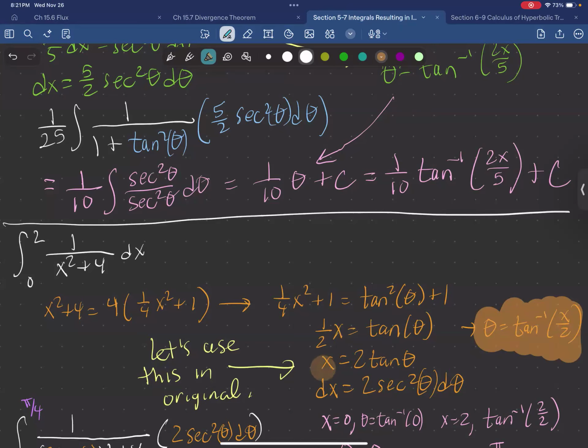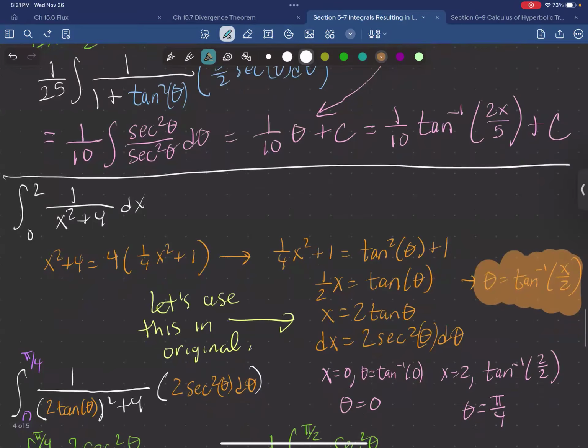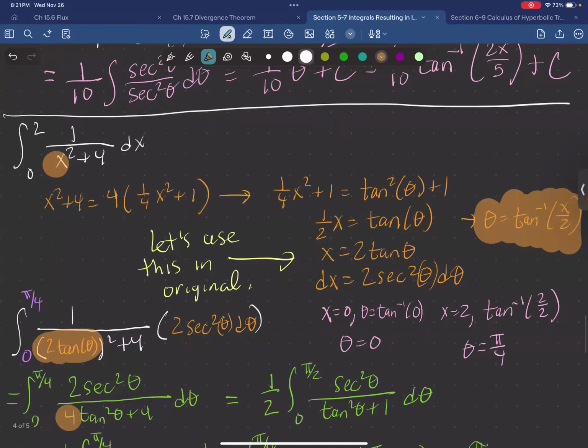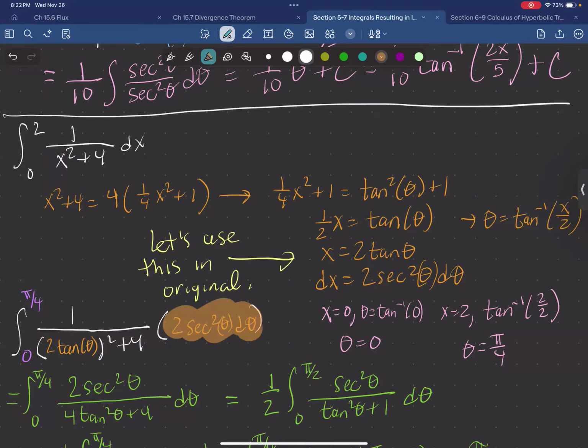I did x equals 2 tangent theta. That's what I did. So I went with a form that didn't factor out the 4 till later on. So I plugged in 2 tangent theta. I didn't do the factored form. I just did the 2 tangent theta right there, which gives us a 4 tangent squared theta on bottom plus a 4. We got our derivative dx equals 2 secant squared theta d theta. So that goes here.